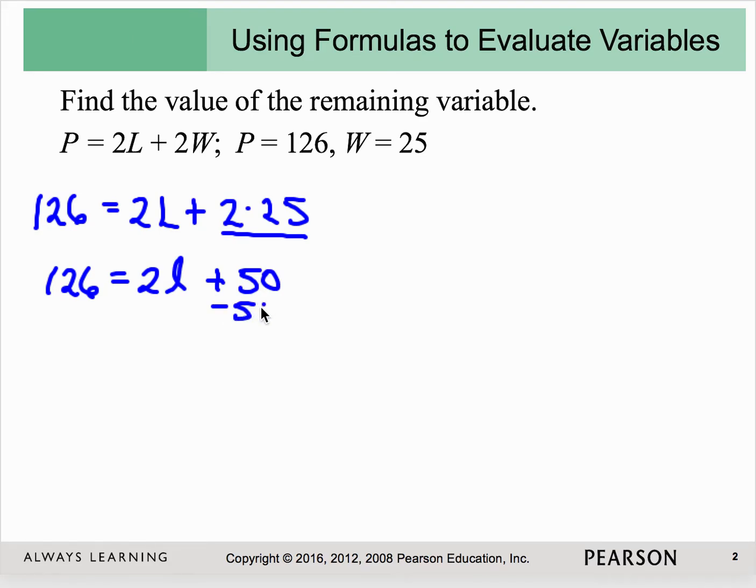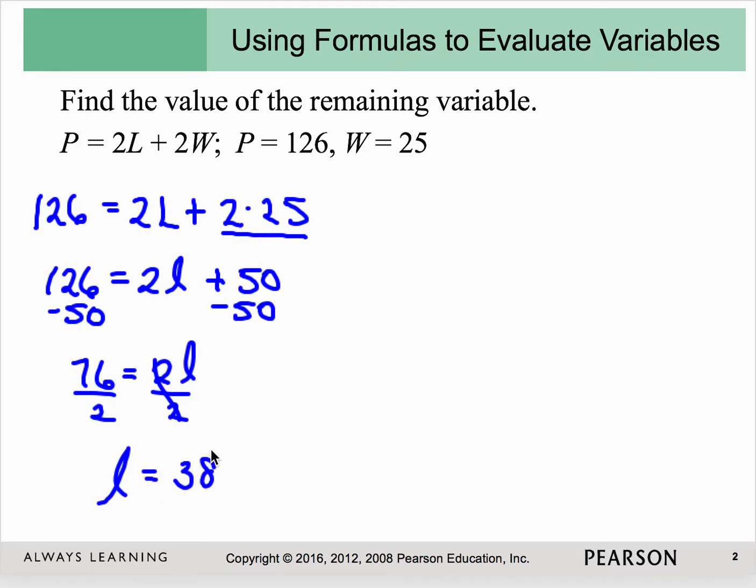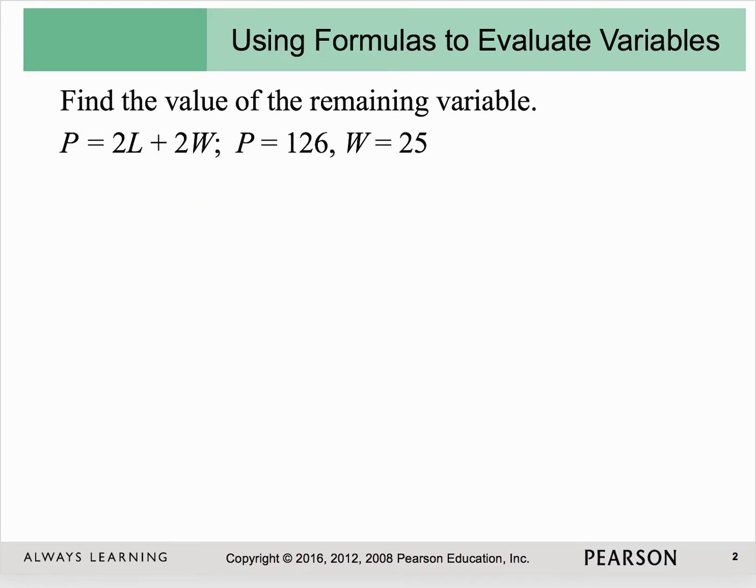Okay, undo anything being added or subtracted to my variable. So 76 equals 2L. Divide by 2. So I have L equals 38. And I have found the value of the remaining variable. Okay, so if I'm evaluating using a formula, it's just plug in and solve the resulting equation. Real simple.